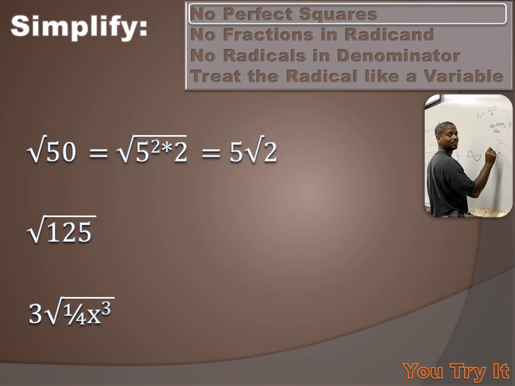This expression, 5 times the square root of 2, can't be simplified because I have no perfect squares inside the radical, inside a radicand. I have no fractions inside a radicand. I have no radicals in a denominator. And I've got no radicals that I can add together. So 5 times the square root of 2 is simplified. How about the next one?